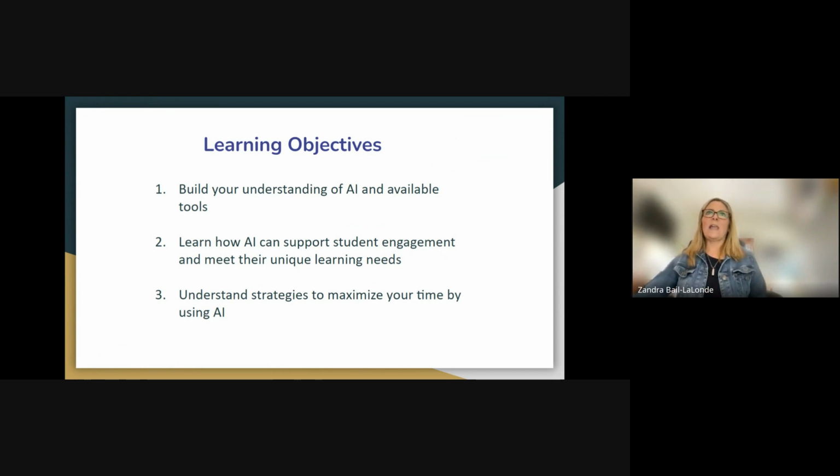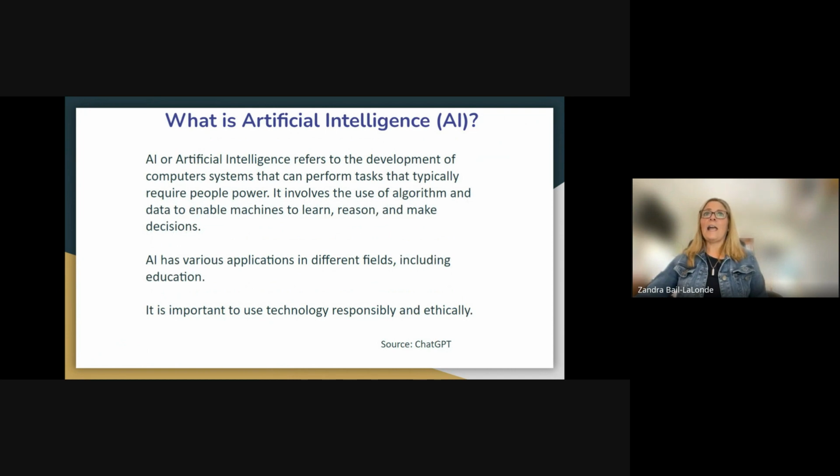So what is AI? AI, or artificial intelligence, refers to the development of computer systems that can perform tasks that typically require people power. It involves the use of algorithms and data to enable machines to learn, reason, and make decisions, almost like human-like decisions. AI has various applications in many different fields, including education. And I just want to share that it's important to use this technology responsibly and ethically.